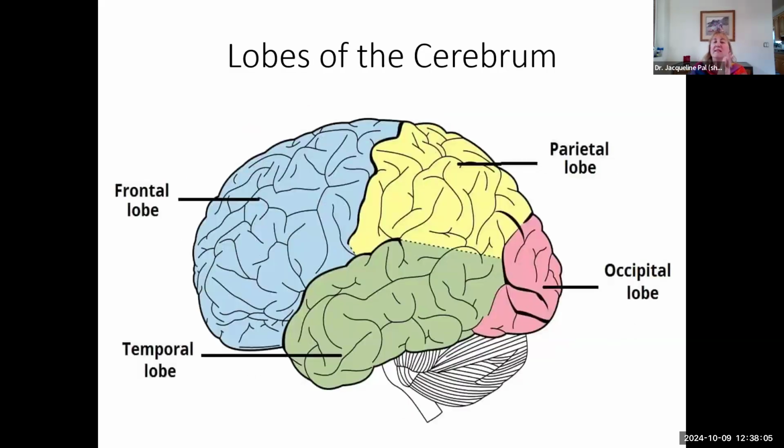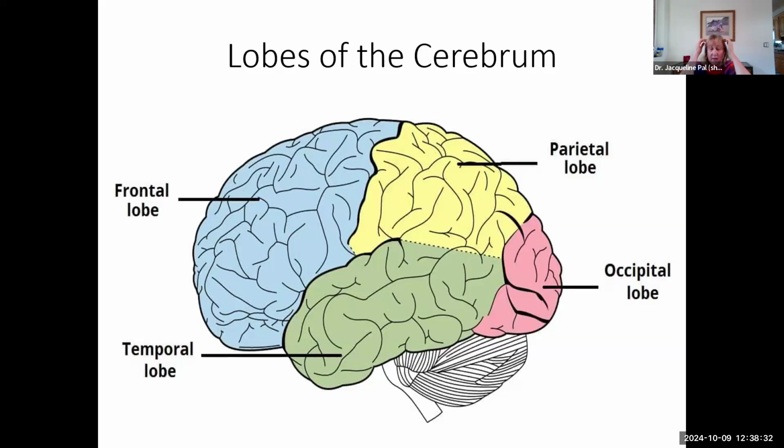All right, so let's talk about the cerebrum. When we look at the cerebrum, there are four main lobes which are anatomically divided. So let's learn the names of them. Right here in the front, that's called the frontal lobe. And then if we go back here where your temple is, that's called the temporal lobe. Okay, so those two aren't so bad.